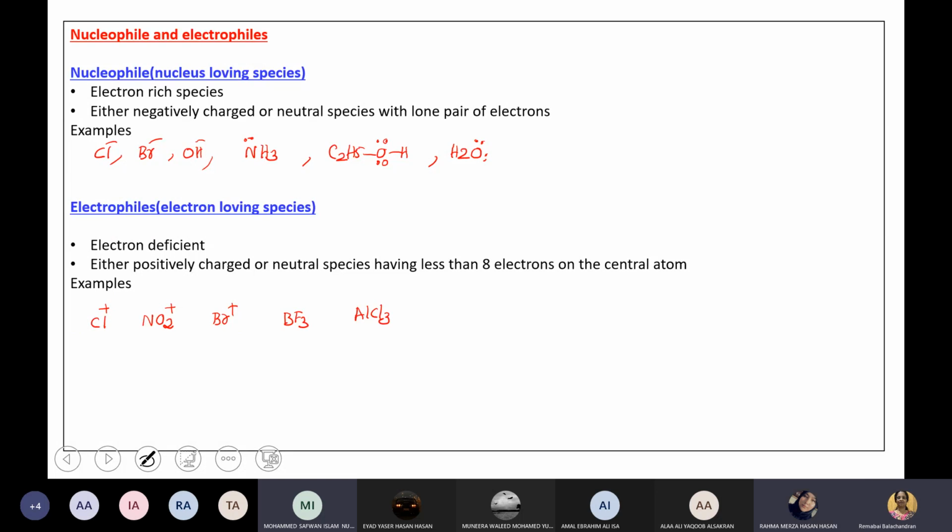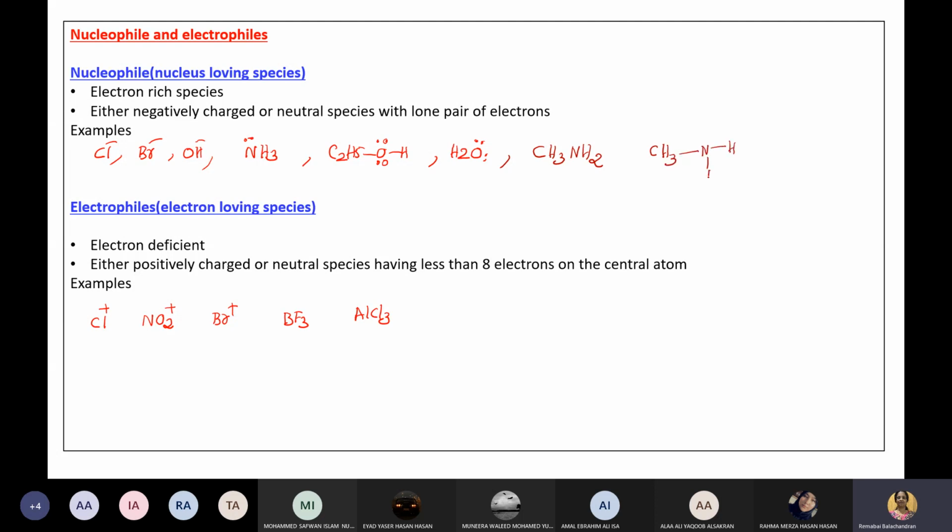Look, dears. Suppose I ask you, CH3NH2, is it a nucleophile or electrophile? In this case, you need to know that nitrogen has a lone pair. Do you know how? Please tell me.